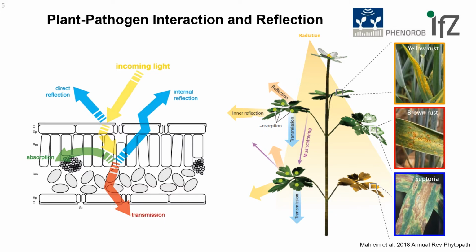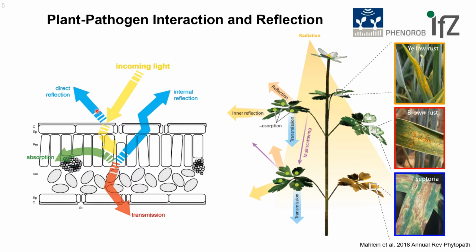Crucial for the use of sensors for plant disease detection or for characterization of pathogens are the optical properties of plants during plant-pathogen interaction. On the left side of the slide, a schematic cross-section of a leaf is visualized. Incoming light is parted in different ways. One part of the light goes through the leaf, which is called the transmission. One part of the light is absorbed, depending on the pigment content and other biochemicals within the leaf. And what we are able to measure consists of the internal reflectance after diverse scattering processes and the direct reflectance from the surface.